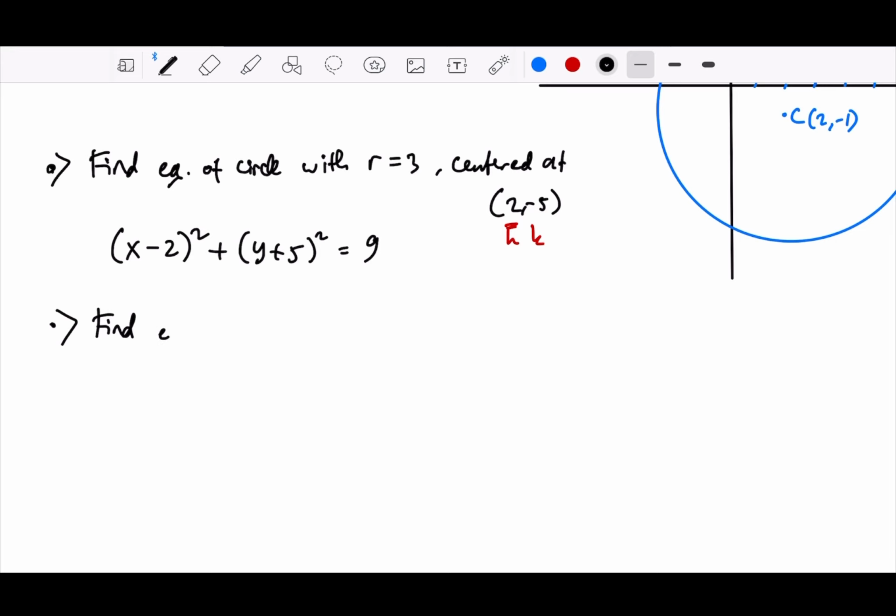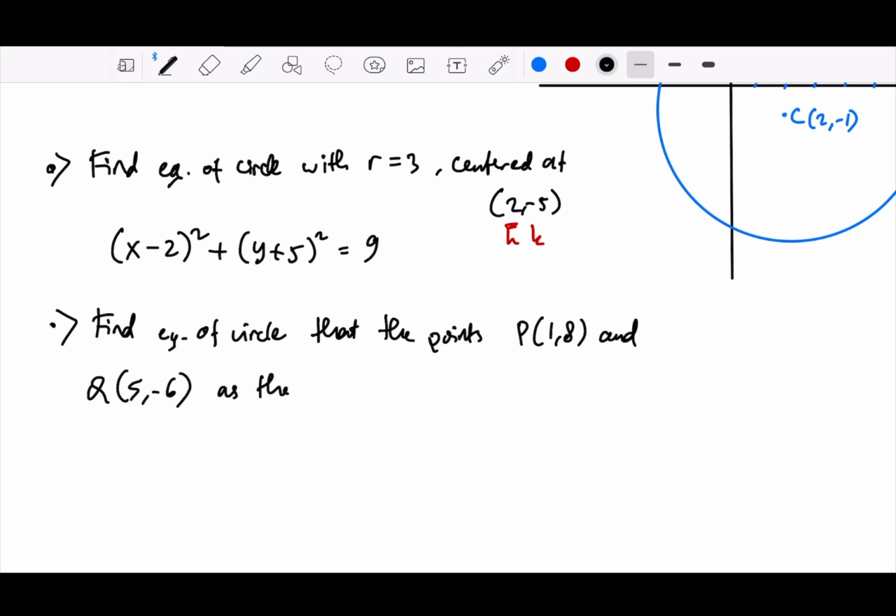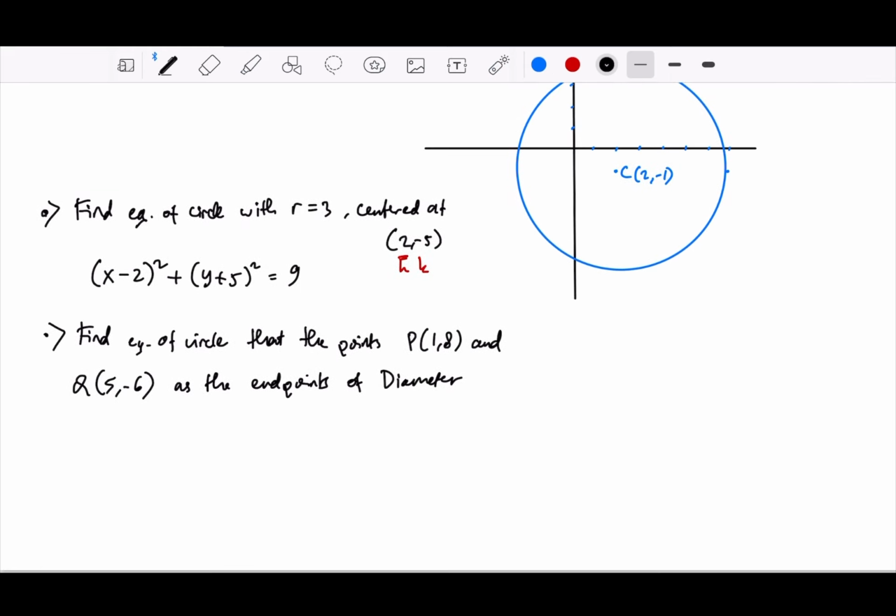Find the equation of the circle that has the points P (1, 8) and Q (5, -6) as the endpoints of a diameter. So diameter is 2r, so practically speaking, this P and Q will be the diameter, and the center will be the middle point, okay? The middle point. So basically, we need to find the middle point.